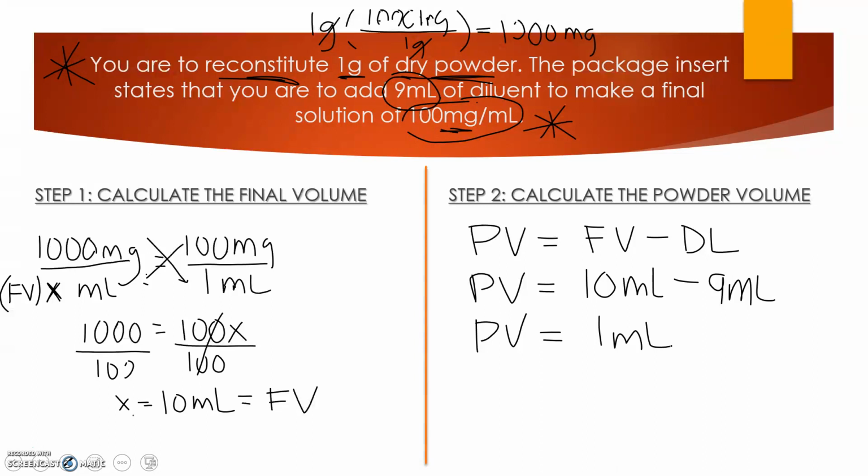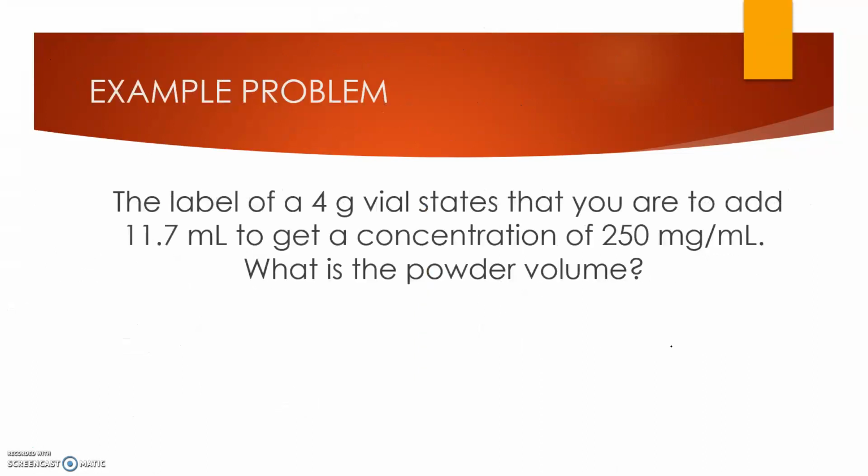Let's try one more 2-step problem. This one states the label of a 4-gram vial states that you are to add 11.7 mLs to get a concentration of 250 milligrams per ml. What is the powder volume?